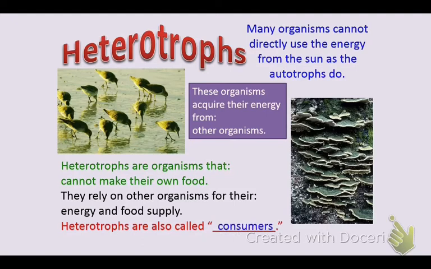Heterotrophs are also called, and this is really important, you might want to highlight it in your notes. When we're talking in terms of ecology and energy flow, we call them consumers because they consume the producers, right? They consume other organisms.